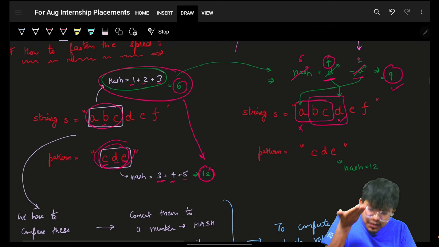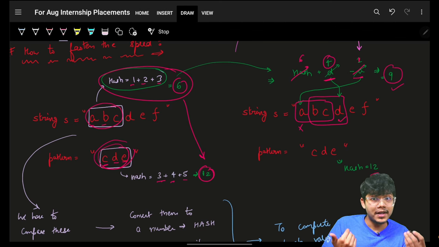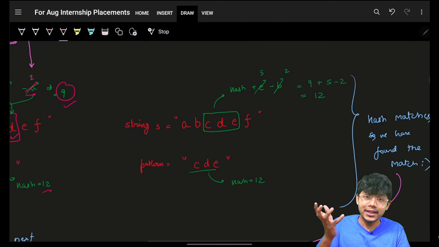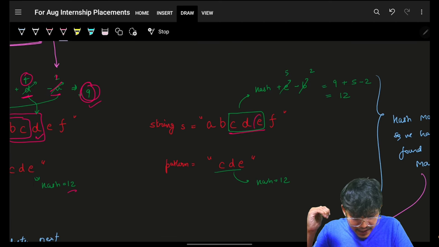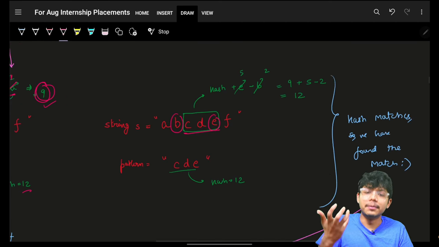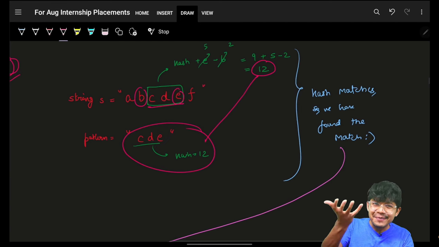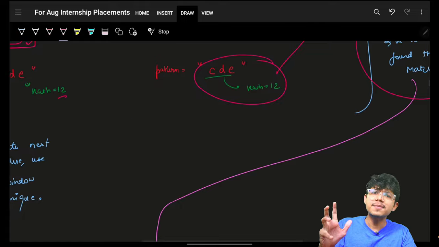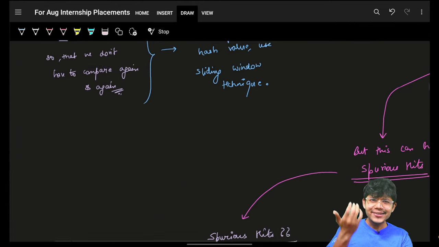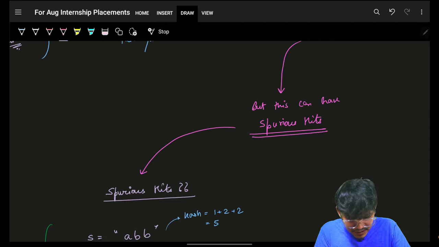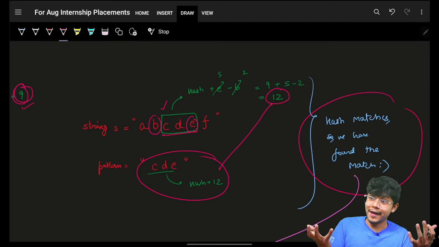Now I can compare this with the hash I have found for my pattern, which is 12. Oh, it's not matching. Okay, no worries. Simply go on. The existing hash, which is 9, plus my E minus my B, I'll get my new hash value, which is 12. Oh, it's matching with the hash of my pattern. Bro, it's matching. Voila. It's matching, which means I have found my match. So now you will say, Aryan, that's so easy. Thus I can simply say at this character it's matching. Voila, I found my answer.